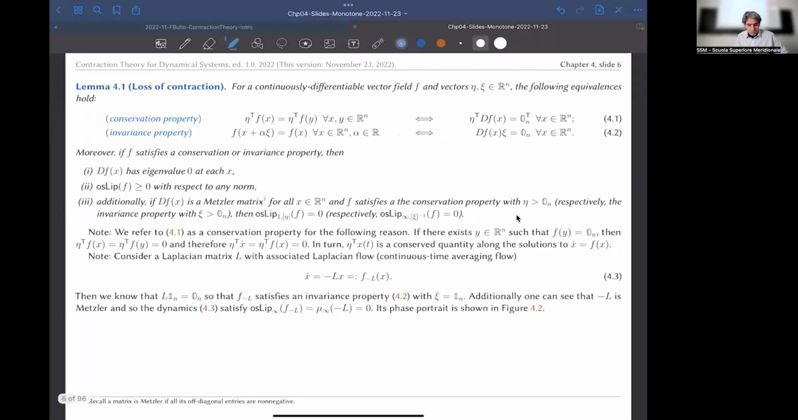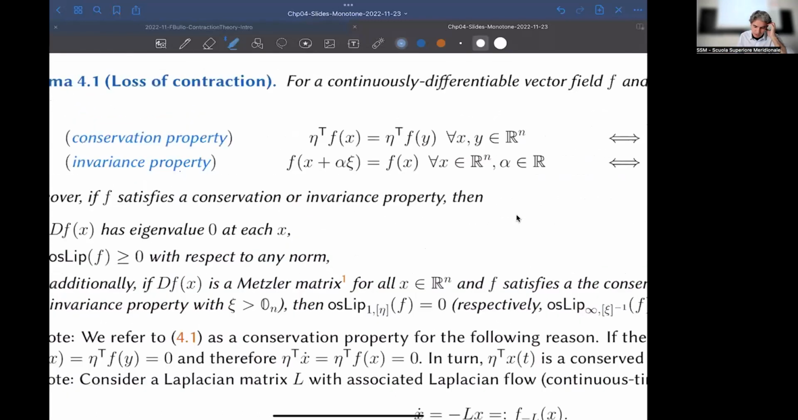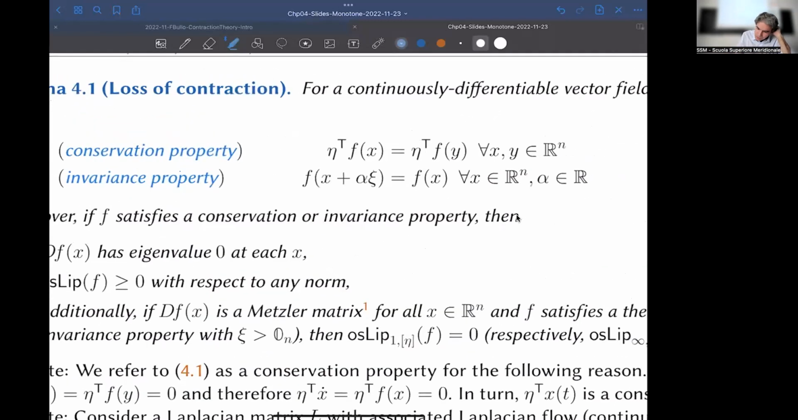All right. Why? Let's do a little bit of math about this. So what does it mean, in fact, even in a generalized sense, to have a conservation property? It means that if you take the vector field and you take a vector eta, possibly with positive coefficients, possibly the vector of ones, then eta transpose f at x is equal to eta transpose f at y.